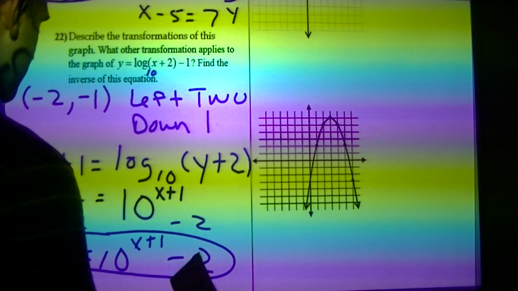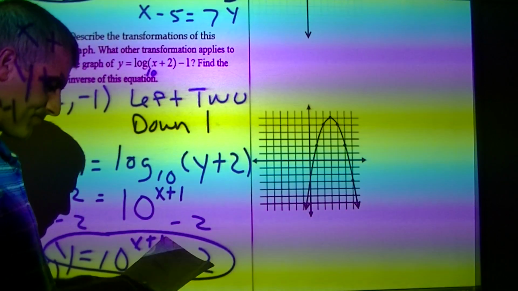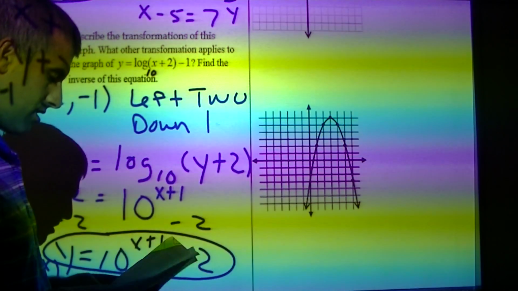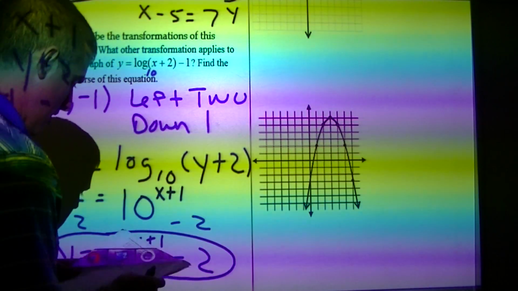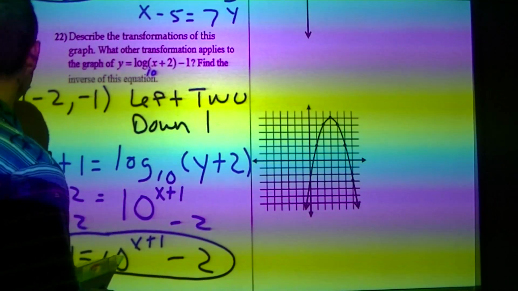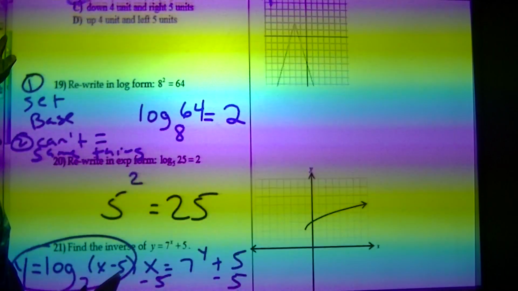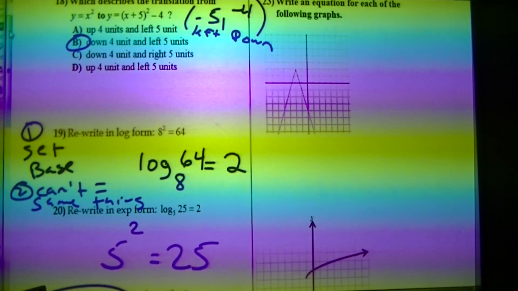Let me check the time here. Okay, great, I got plenty of time to finish this. 15, 16, 17. Basically we're on the last question. This is pretty good. Moved along pretty quickly here. Okay, write the equation of each of the following graphs.